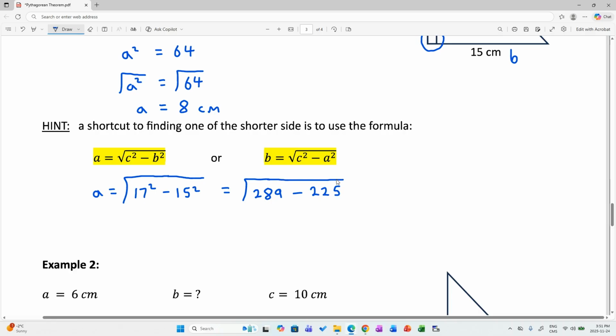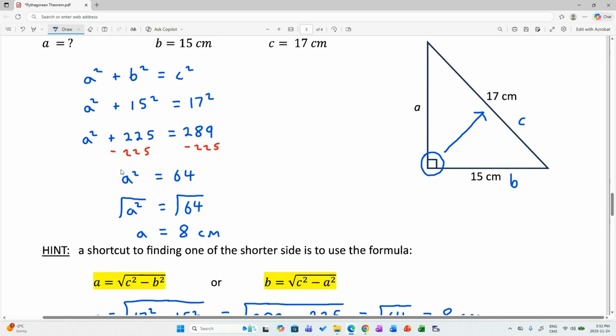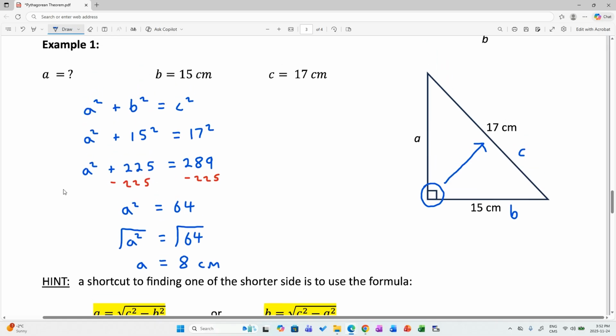Now I have the square root of 289 minus 225. 289 minus 225 is going to be 64. So I have the square root of 64. And the square root of 64 is simply going to be 8. So in this case, A would still equal 8 centimeters. However, some students find this method a lot easier as a shortcut because they don't have to do the subtraction from one side to the other using algebra.